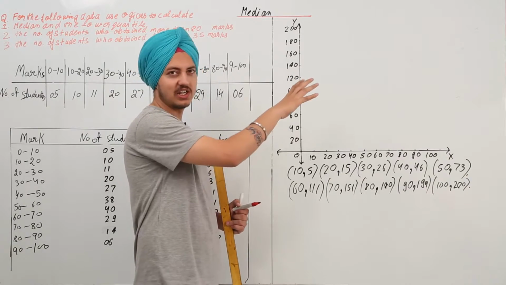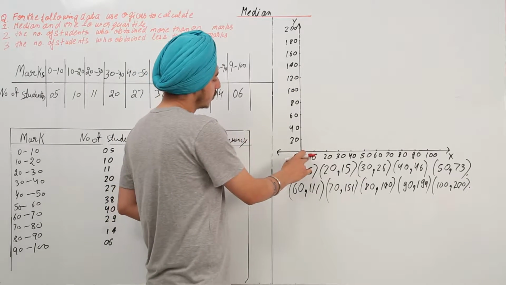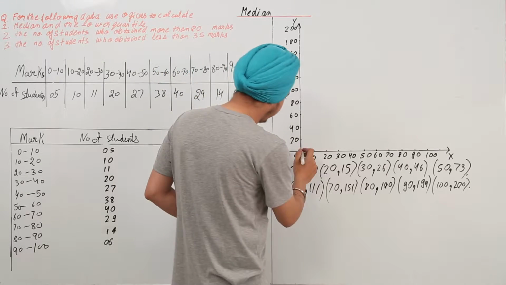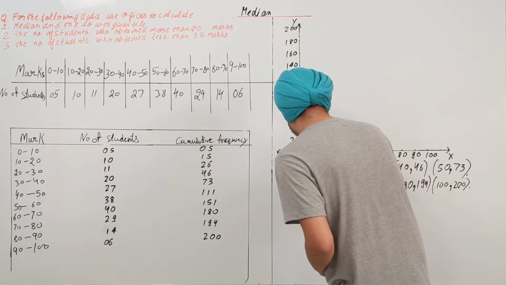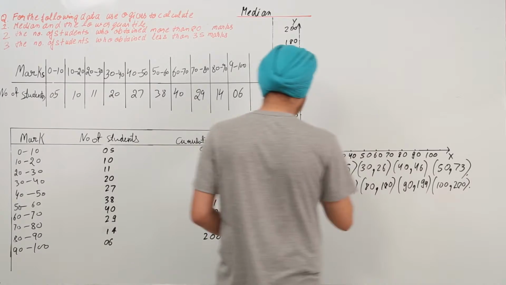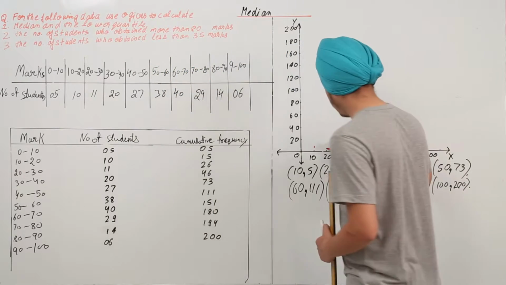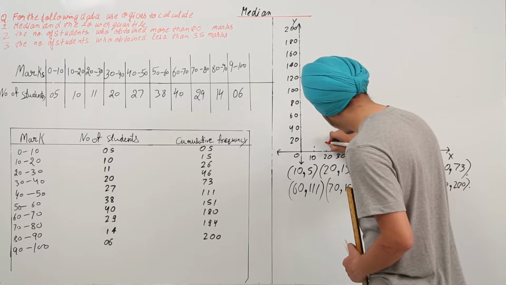Okay, I am not writing the scale over there, I am just telling it to you, so just remember it. So we have 10 comma 5. This is 10 and 5 would be 1/4 of this, so it would be somewhere over here. Okay, so this is 10 comma 5, 20 comma 15. Now this is 20 and 15 would be again somewhere over here.